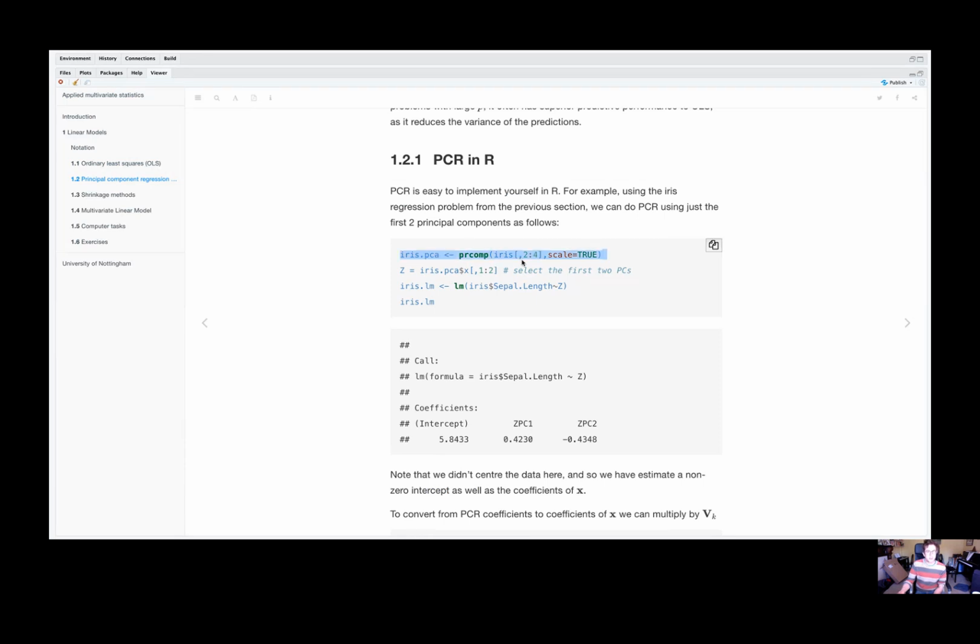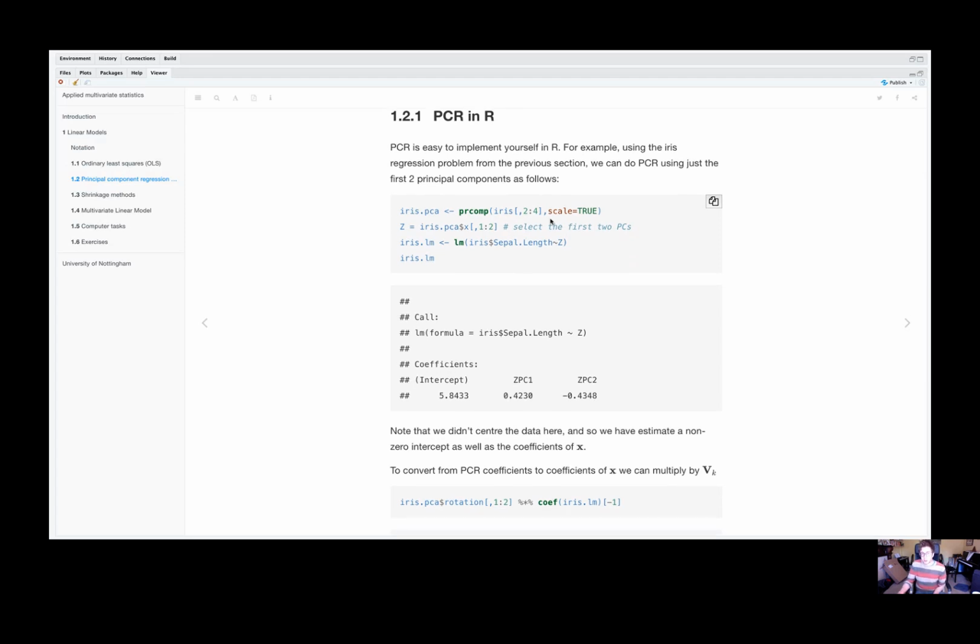So we'd start by doing principal component analysis using the prcomp command. Remember that we just got three of the variables here, so columns 2 to 4 of the iris data, and I've scaled it. You can choose to do that or not, as suits. Then I've selected out from the rotated variables just the first two principal component scores, so columns 1 and 2 of the x matrix. So that gives us the first two component scores.